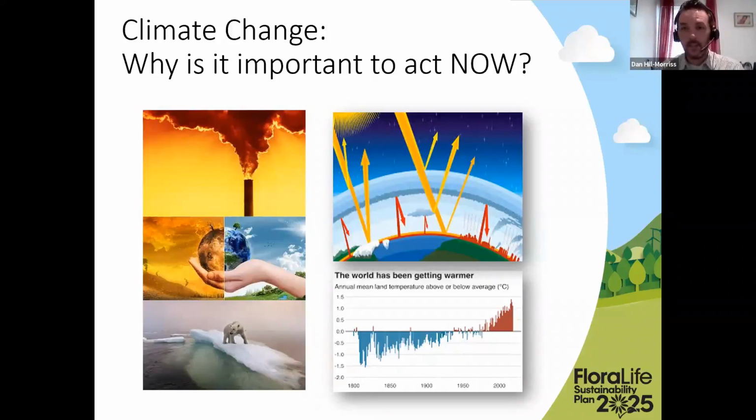Climate change is essentially caused because we are increasing the levels of carbon in our atmosphere.